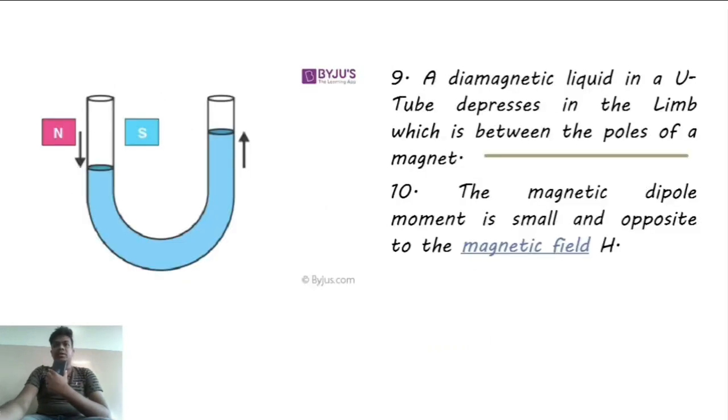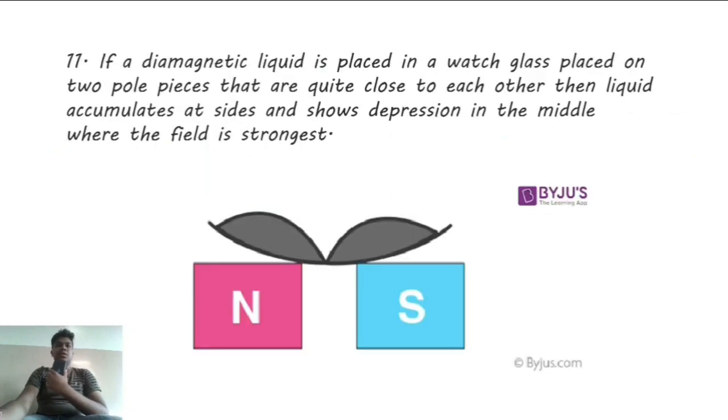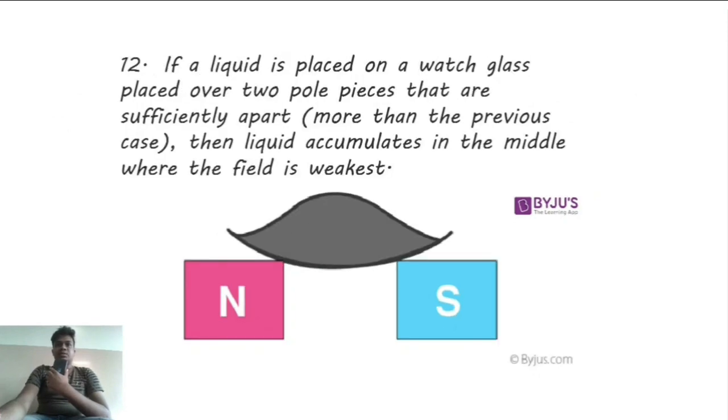A diamagnetic liquid in a U-tube deposits in the limb which is not between the poles of the magnet. The magnetic dipole moment is small and opposite to the magnetic field H. If a diamagnetic liquid is placed in a watch glass placed on two pole pieces that are quite close to each other, then the liquid accumulates at the sides and shows a depression in the middle where the field is strongest. If the liquid is placed on a watch glass placed over two pole pieces that are sufficiently far apart, then the liquid accumulates in the middle where the field is the weakest.